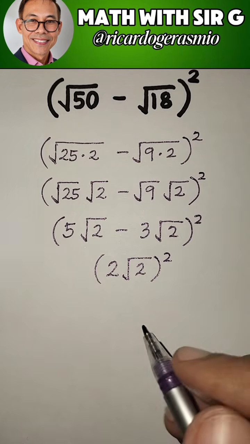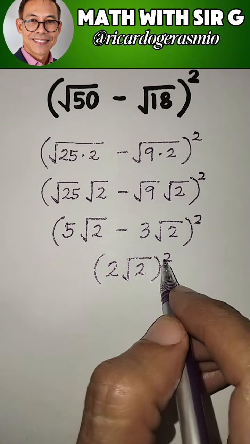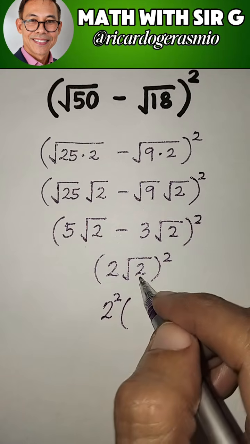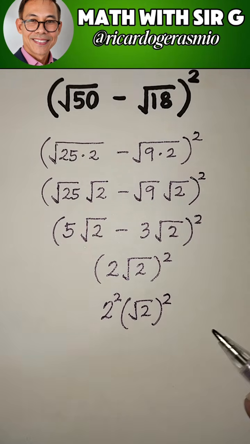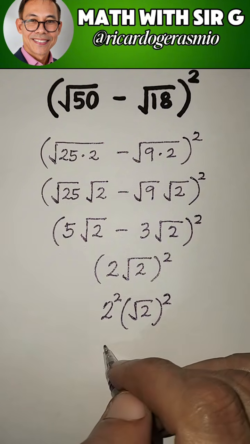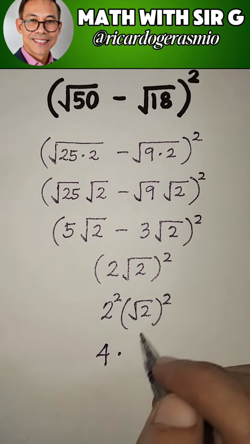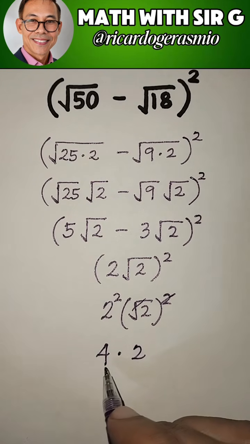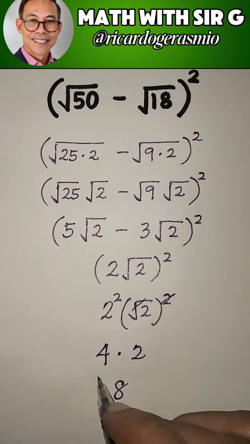Okay guys, so next, let's have the square of 2. So 2 raised to the power of 2 times the square of the square root of 2. So 2 raised to the power of 2 is 4, times the square of the square root of 2, and this is 2. Cancel this. So let's multiply. So 4 times 2 is 8. So this is our final answer.